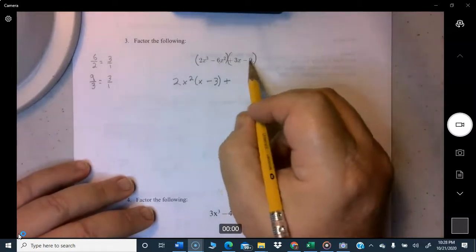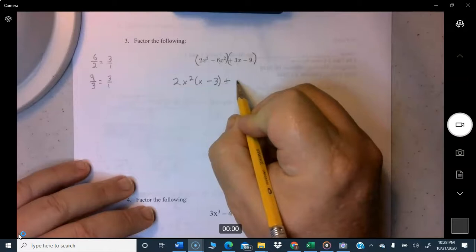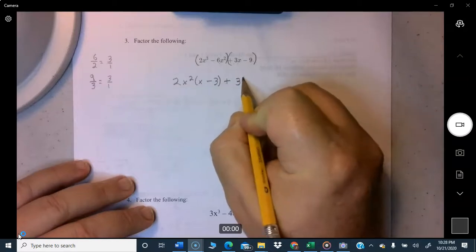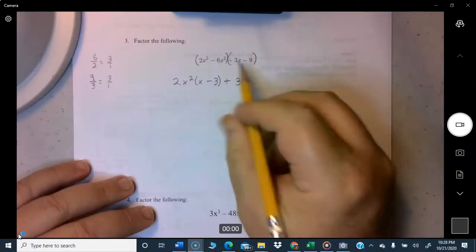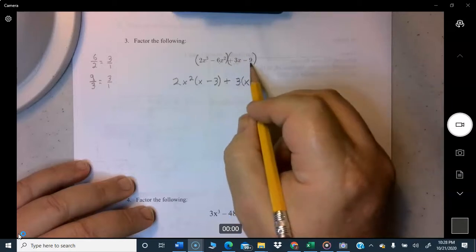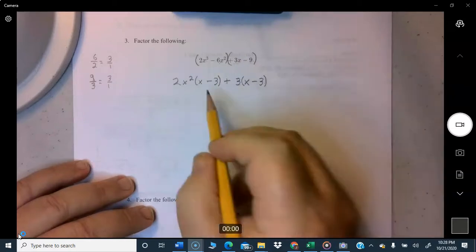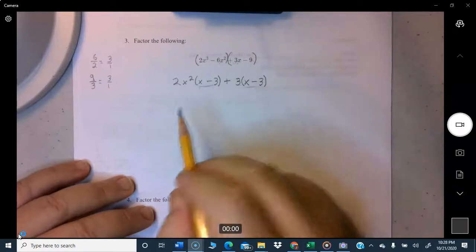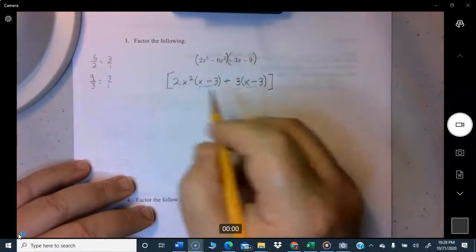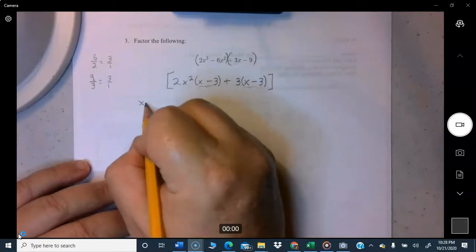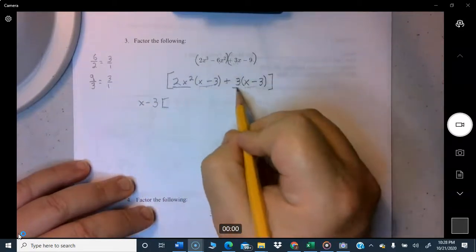And then what do these two have in common? They have a 3 in common. So you can pull that out. 3 times what gives you 3x? That would be x. 3 times what gives you negative 9? That would be negative 3. So again, we see that we have a common term that we came out of that with. So we're going to put the square brackets around it, pull the x minus 3 out. And then inside the square brackets, we leave this and this.